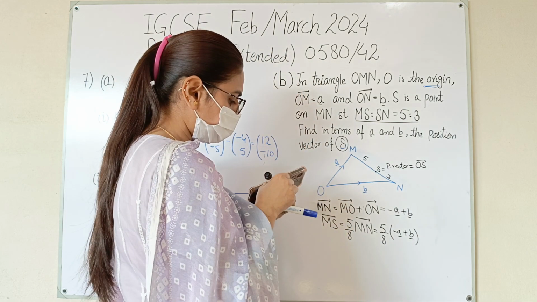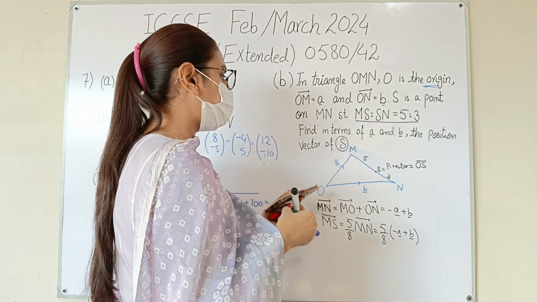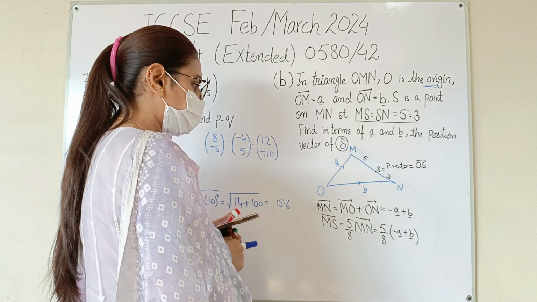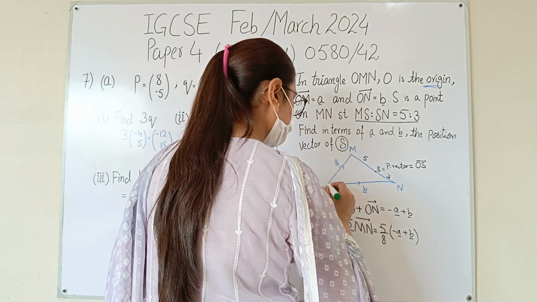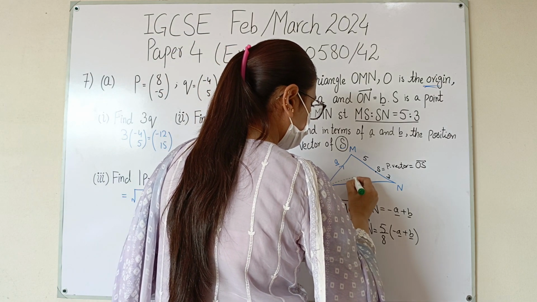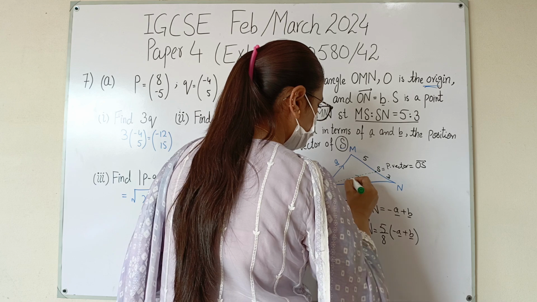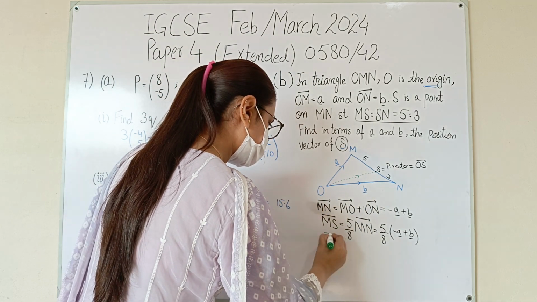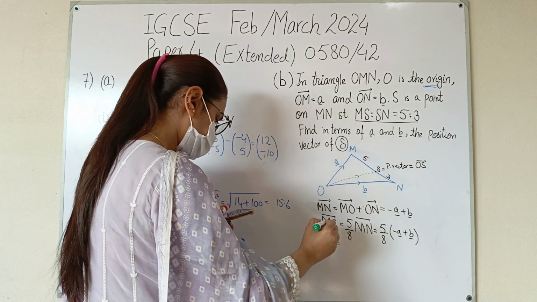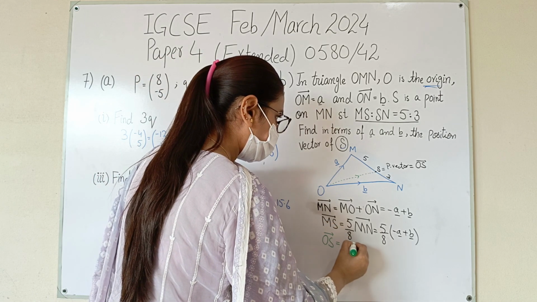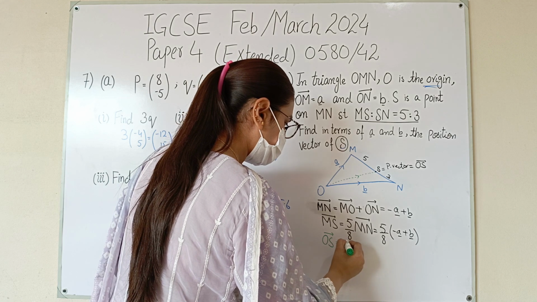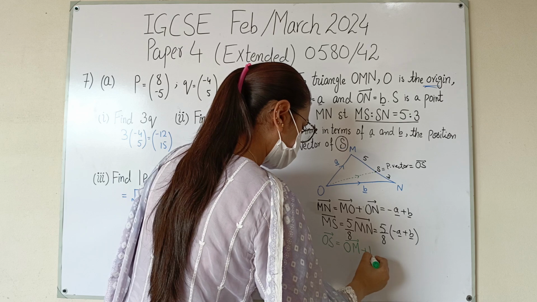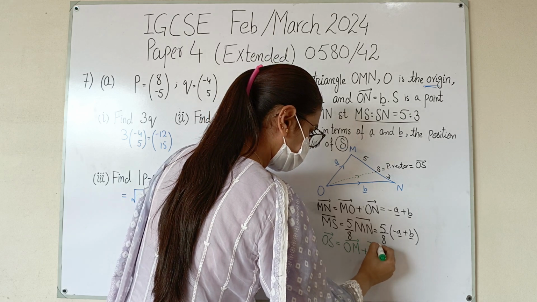But what he is asking from you is to find out the position vector of S. That is basically OS. How can you find it out? This is OS, which he was demanding from you. Here you will find OS as OS is equal to OM plus MS. Let me show you from the figure.